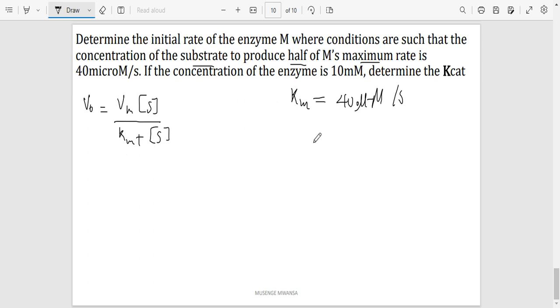All right. Now again, this is the second part of the question. This question has got two parts. Now let's start with the first part that we've been given. Let me write it like this. We know that Km is the concentration at half the maximum velocity.